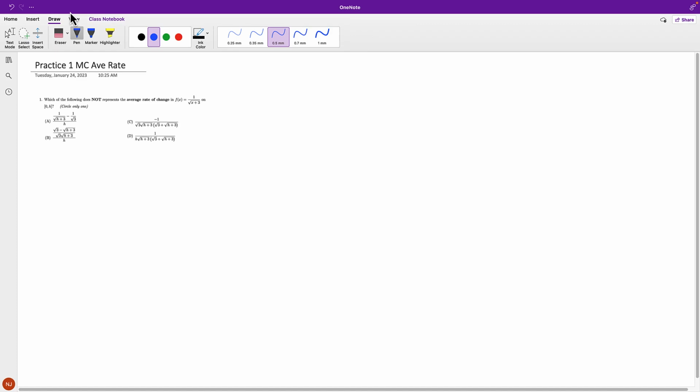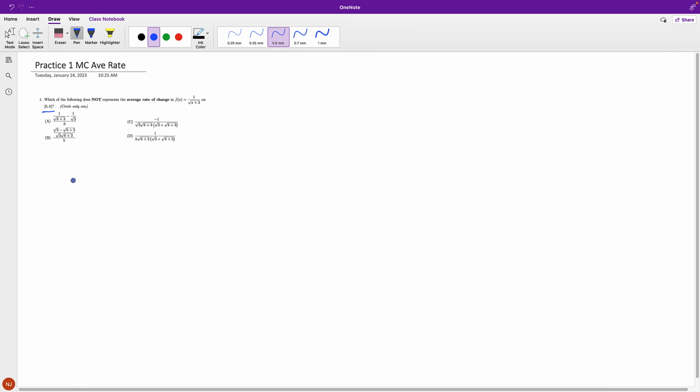Which of the following does not represent the average rate of change of f of x equal to 1 over square root of x plus 3 on the interval 0 and h. So how I start is I figure out the average rate of change on this interval of that function.